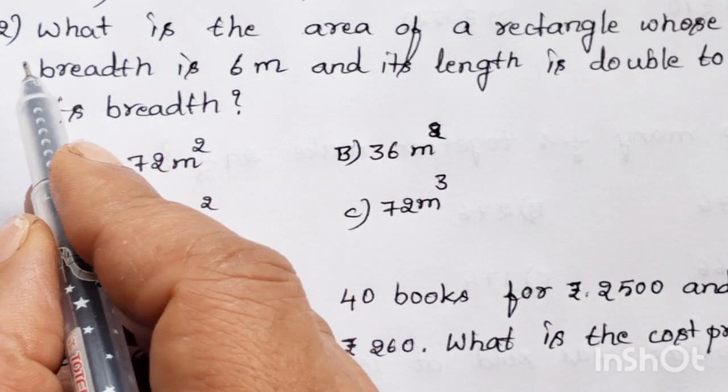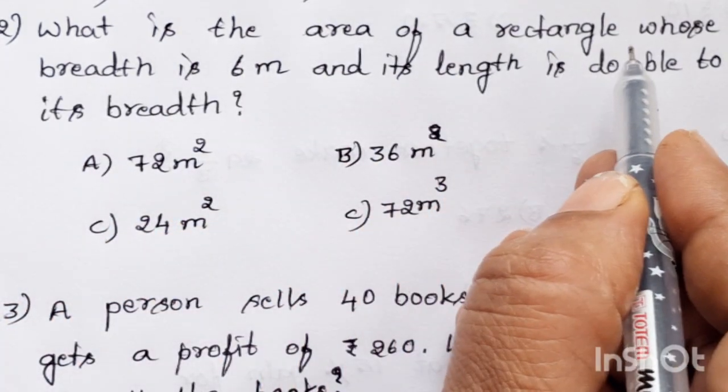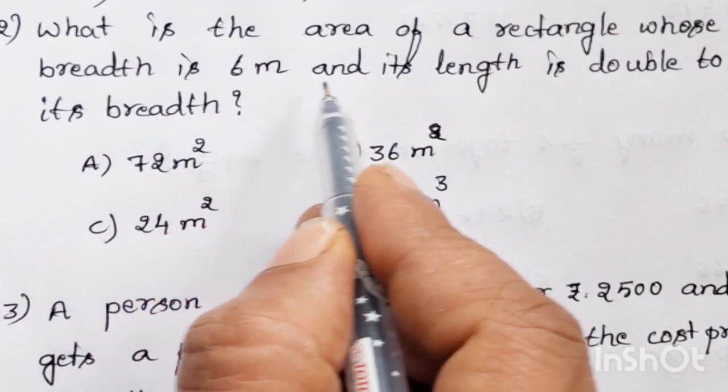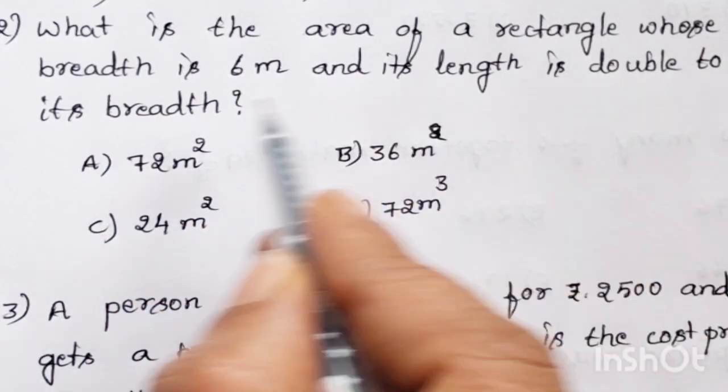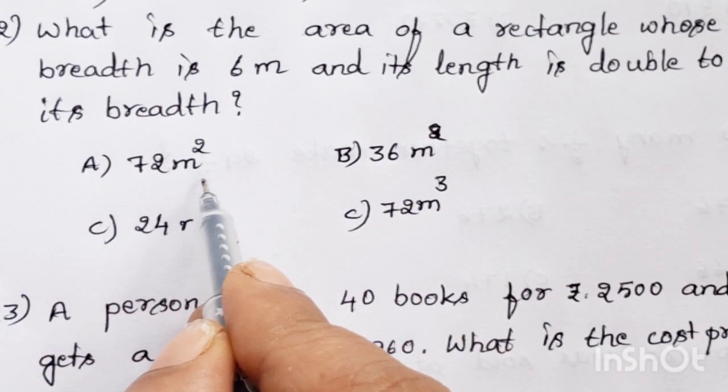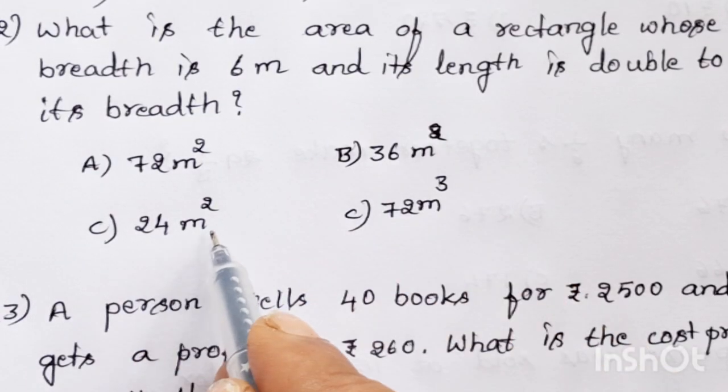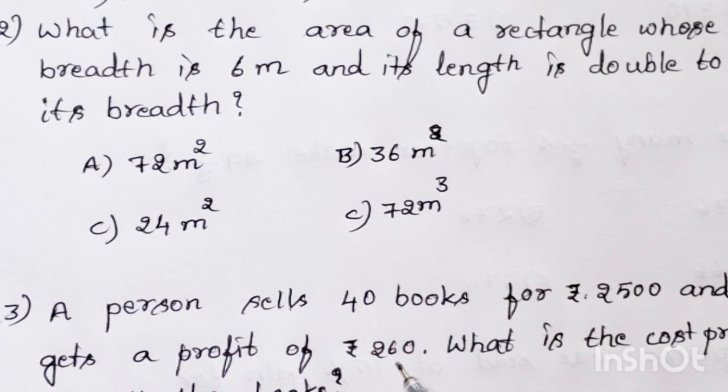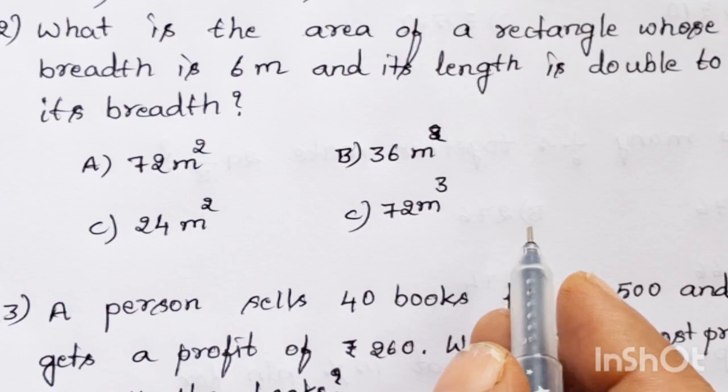Question number 2. What is the area of a rectangle whose breadth is 6 meters and its length is double to its breadth? Options 72 meter square, 36 meter square, 24 meter square and 72 meter cube.